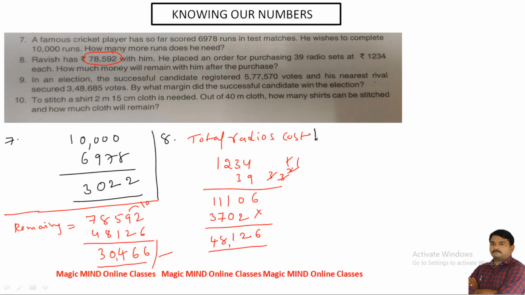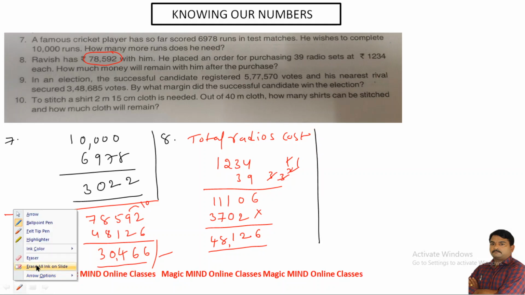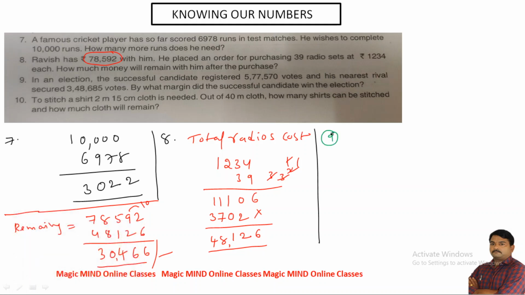Okay. Now we are going to see question number 9. Next question we are going to see. What is the 9th question? In an election, the successful candidate registered 5,77,570 votes. And his nearest rival secured 3,48,685. I hope you understood. By what margin did the successful candidate win the election?